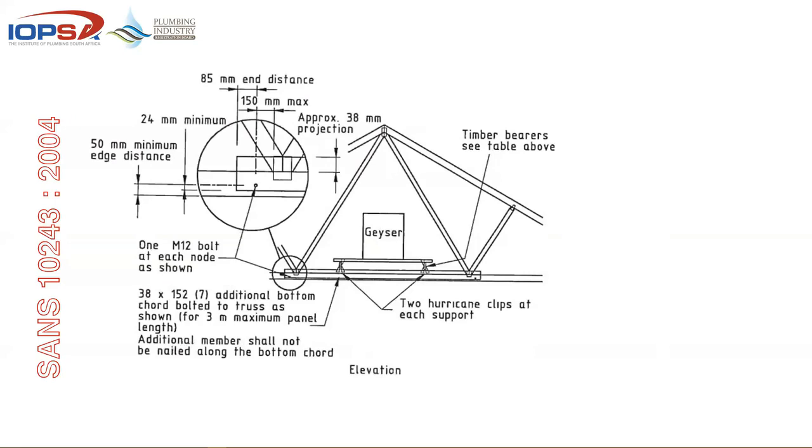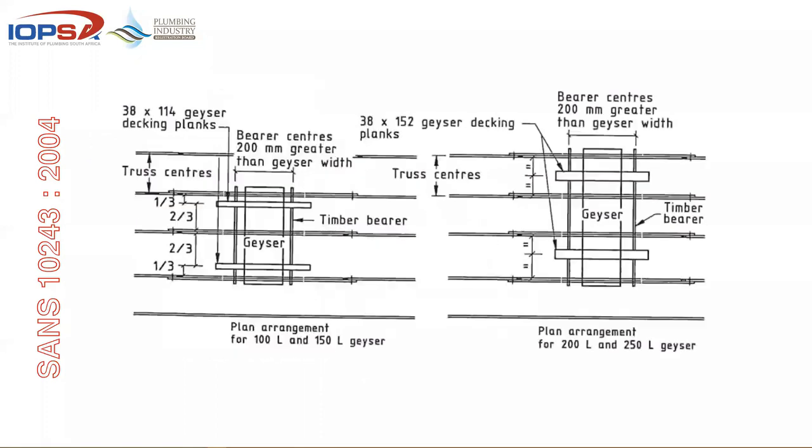This document goes into more detail, and you'll find that it actually shows you where your nails or your bolts should go, where you need to put the hurricane clips to support the additional timber that you're putting over that portion. It goes into great detail to make sure that when we do an installation of a geyser, we do not weaken the actual design of the trusses. The same thing for perpendicular.